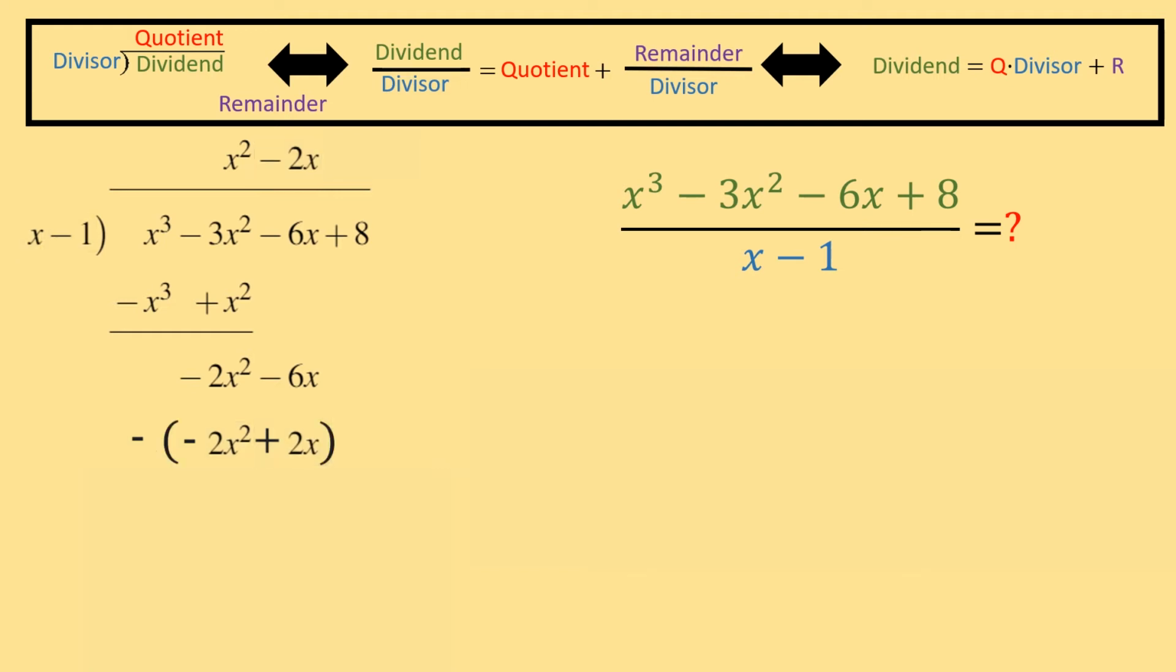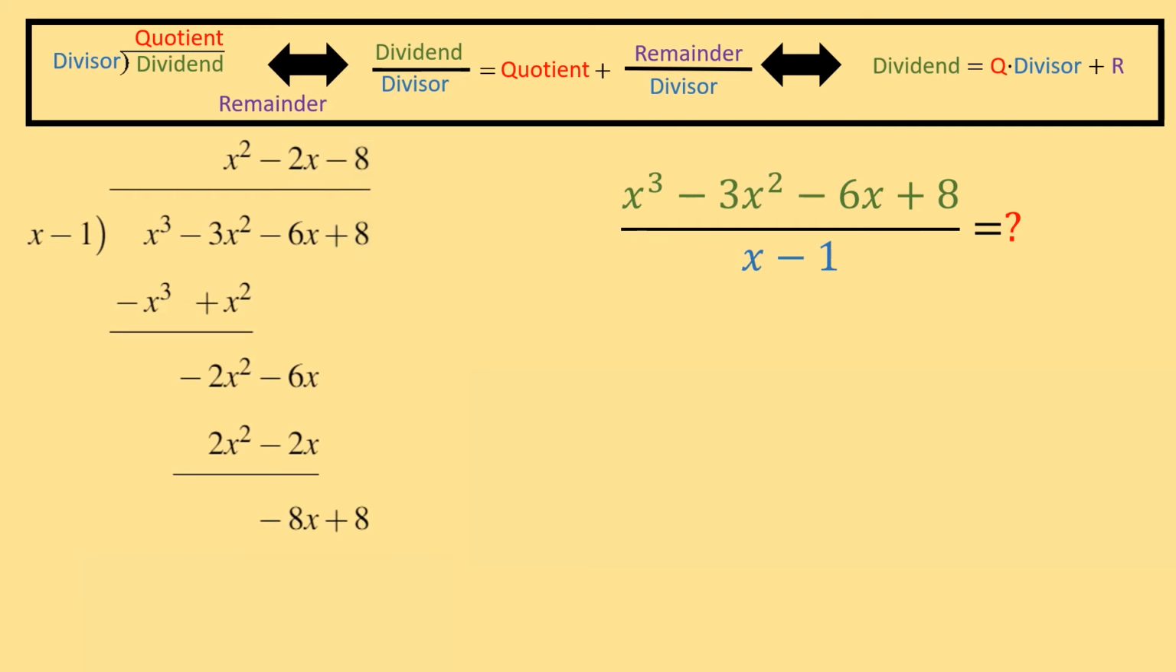Now that we've put these terms down here, we got to remember to then change the signs. So this will become positive 2x squared minus 2x. We then add vertically, negative 2x squared plus 2x squared is going to be 0. Negative 6x minus 2x is going to be negative 8x. We then bring the next term from our dividend down to this level, and we repeat the process again. x times what gets me negative 8x? That would be negative 8, so that goes up in our quotient above the 8.